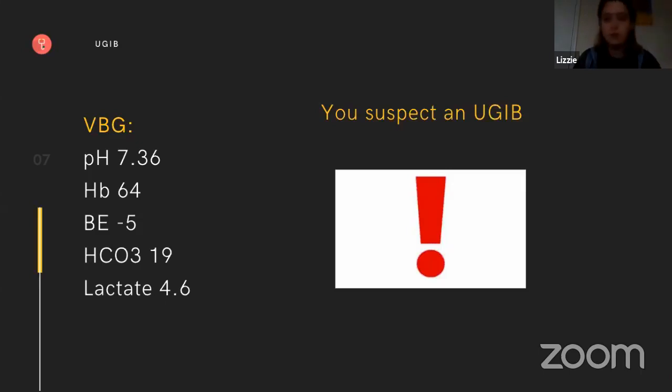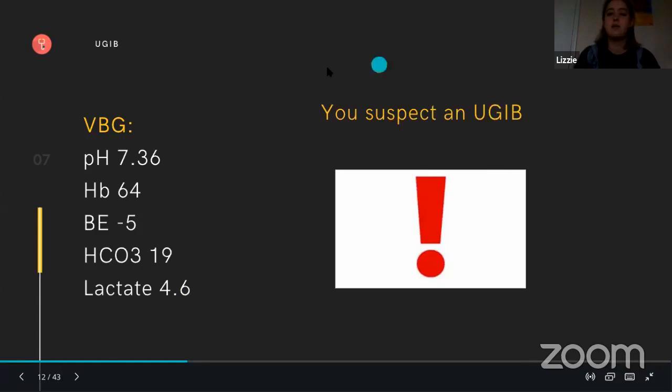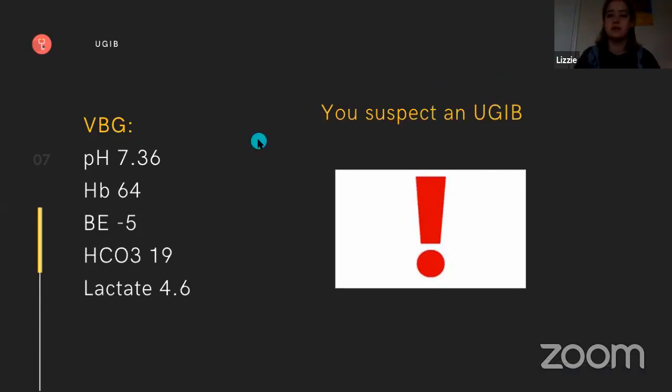So you haven't got a computer available to have a look at previous blood results, but looking at this, his hemoglobin is profoundly low, 64. He's got a bit of renal dysfunction from his base excess and bicarbonate, and also his lactate is 4.6. And with the patient in front of you, you've got a patient who has actively vomited blood, who is in cardiovascular shock or hypovolemic shock, and with a low hemoglobin, high lactate, you suspect an upper GI bleed.